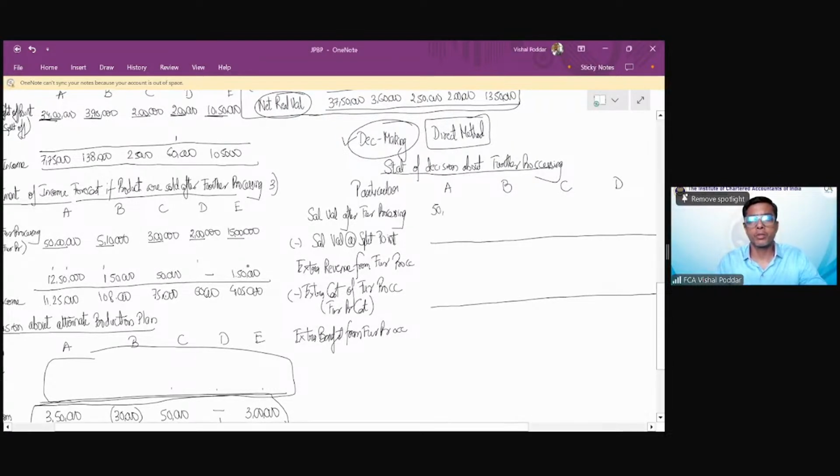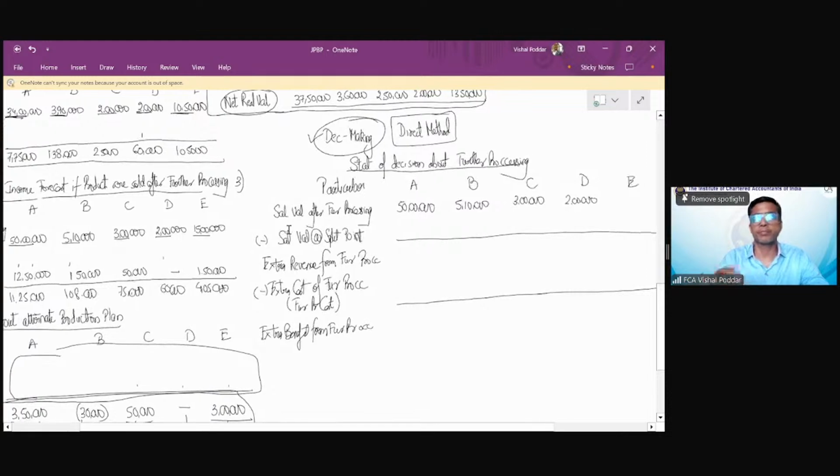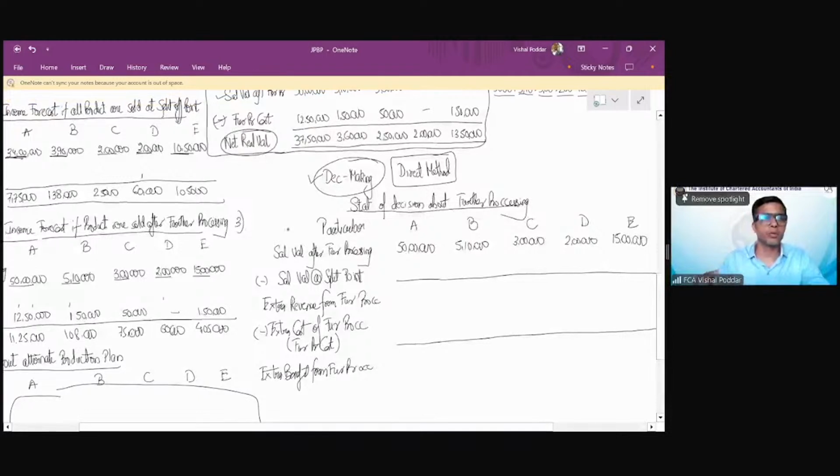So I'll put down the sale values: 50 lakhs, 510, 3 lakhs, 2 lakhs, and 15 lakhs. From this, I reduce sales value at split off point. So these are my sales values. See, you'll get this from all the figures that you have in the question. We have derived these figures from the question only.